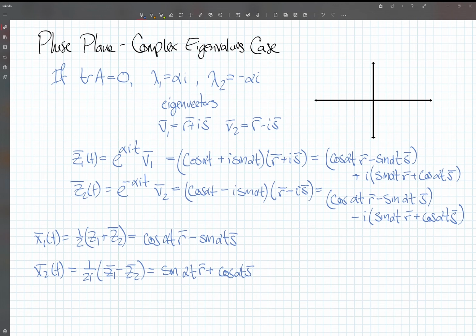If you go ahead and plot this, what you'll get is elliptical trajectories. And I'll let you figure out what condition on alpha makes these things go clockwise, which ones make them go counterclockwise. But that's the idea. You get a bunch of ellipses. The origin stays the same, and otherwise you sort of circle around the origin. The shape of the ellipse is determined by these vectors r and s, and the speed and direction of travel is based on alpha. Okay, what if those eigenvalues have a non-zero real part?